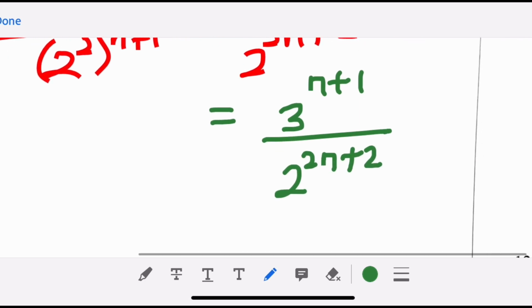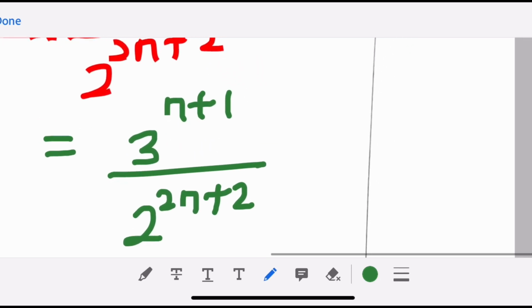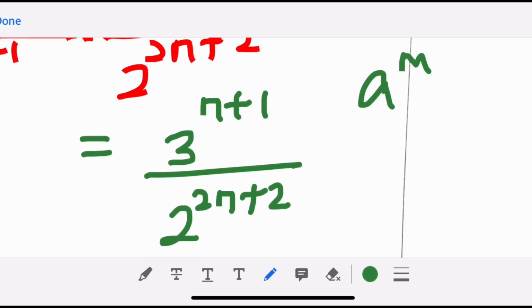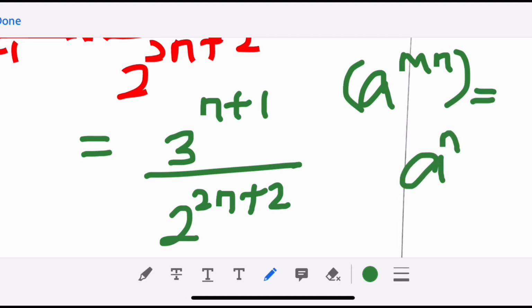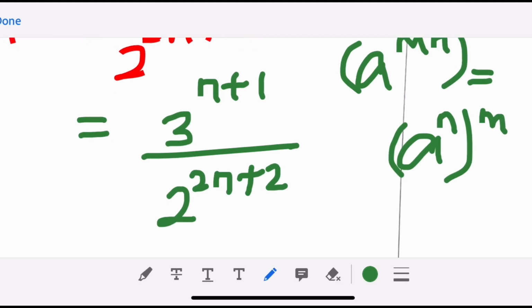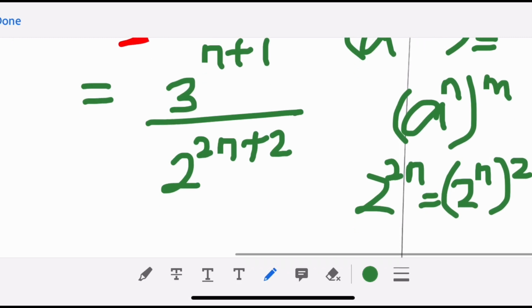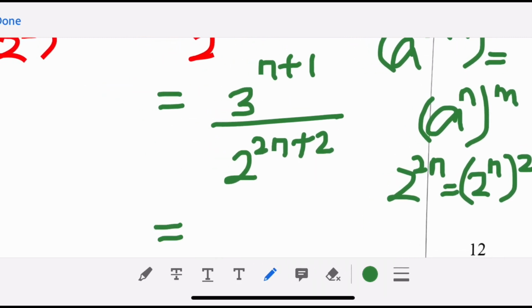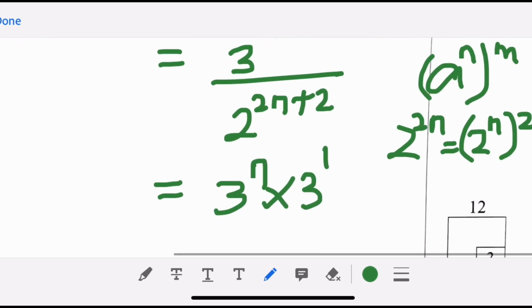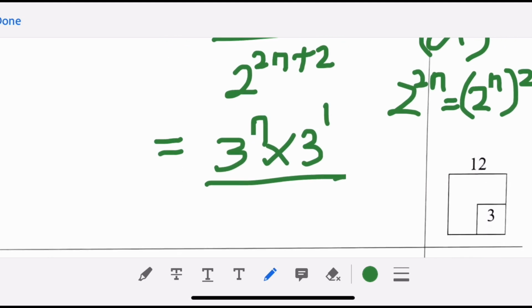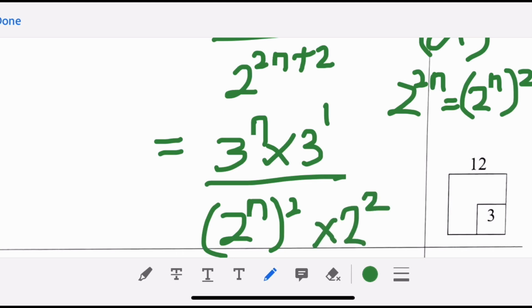2. So remember what I say, for indices we have the law of indices. When you have a to the power m plus n, you can write it as a to the power m times a to the power n. When you have 3 power n plus 1, you can write as 3 power n times 3. When you have 2 to the power 2n, you can write 2 to the power n times 2 to the power n. Now we just simplify. We can write as 3 power n times 3 over 2 power n times 2, then 2 times 2, 2, right?